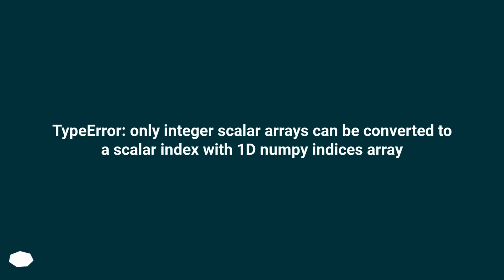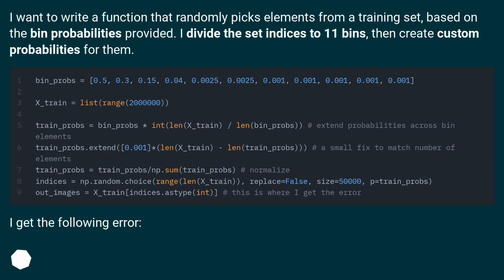TypeError, only integer scalar arrays can be converted to a scalar index with 1D numpy indices array. I want to write a function that randomly picks elements from a training set, based on the bin probabilities provided. I divide the set indices to 11 bins, then create custom probabilities for them.